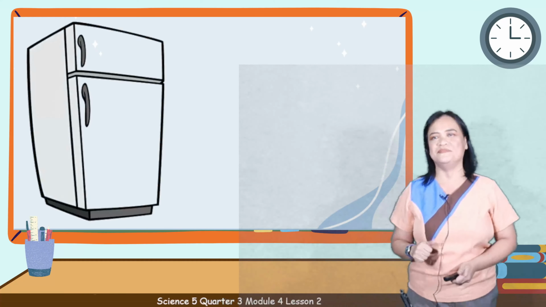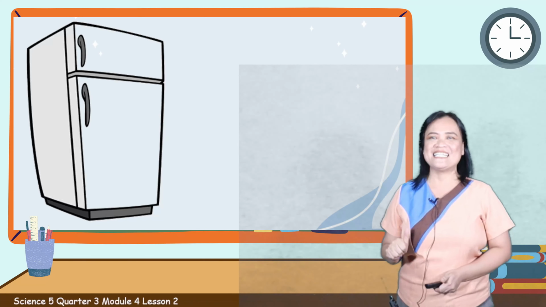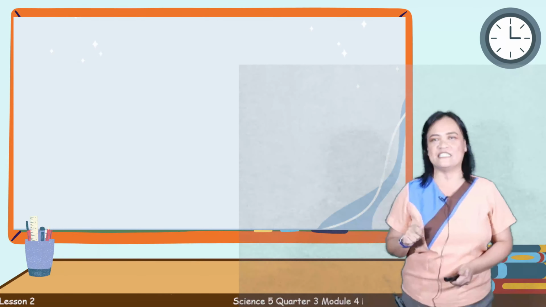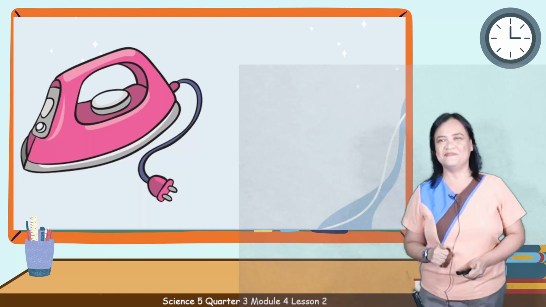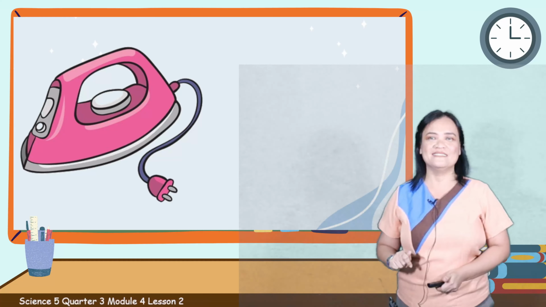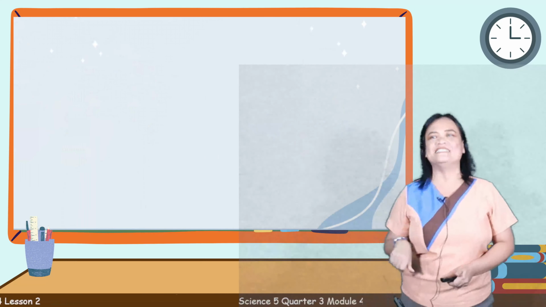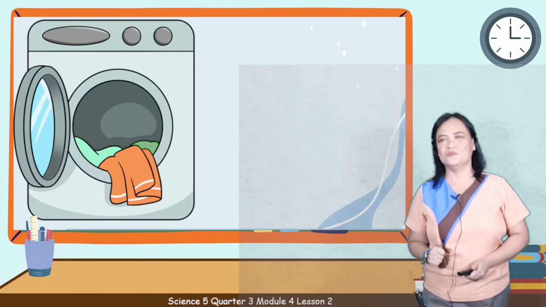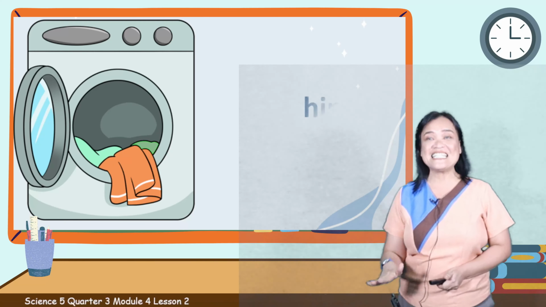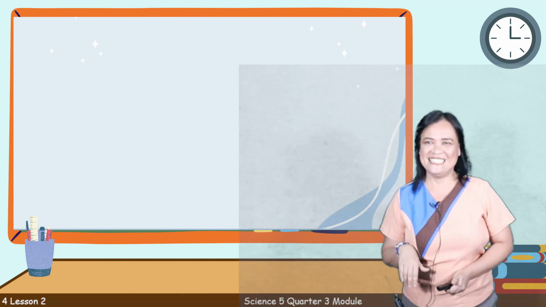The next one. What is this? Yes, it's a refrigerator. The next one. What do you call this one? It is flat iron. You're right again. The next one. Oven toaster? No, it's not. It's what? Washing machine.